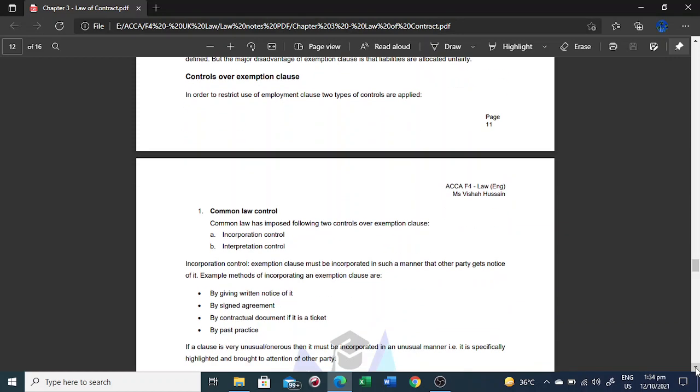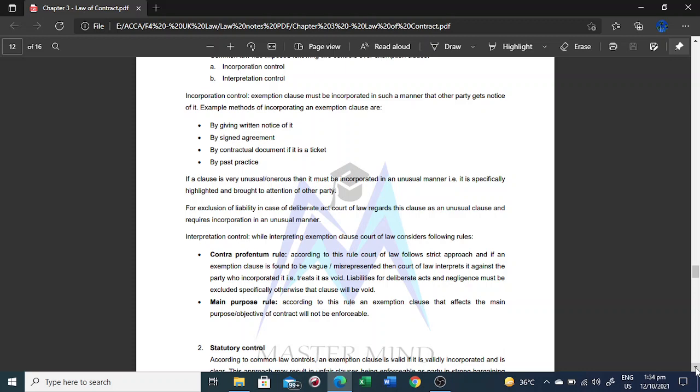Controls over exemption clause. In order to restrict the use of exemption clauses, two types of controls are applied. One is common law control. Common law control has imposed two further controls over exemption clauses. One is incorporation control and the second one is interpretation control. Incorporation control.